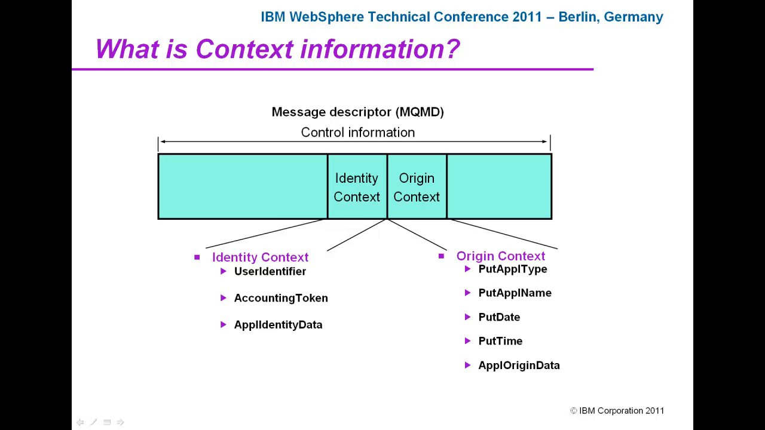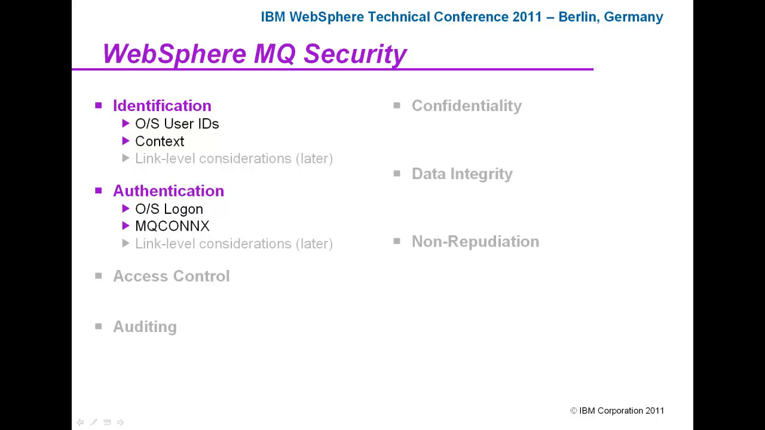And we have origin context, which usually reflects the last hop. So if your message is hopping through a number of things, origin is usually the last movement with the description of the application that did that movement. But the user identifier here, this is your OS user identifier that is part of your identity context and moves with the message as it transfers through the system. We'll come to link level later. We'll do a whole section on link level at the second half of this session.